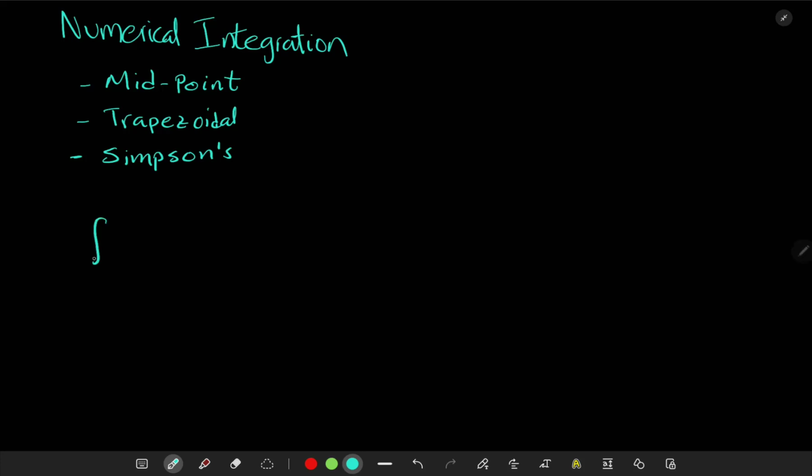So whenever we cannot find an antiderivative, we cannot use the fundamental theorem of calculus. Say if you want to compute the integral from a to b of a function, at that point you are left to doing approximations, and these approximations will be through numerical integration.